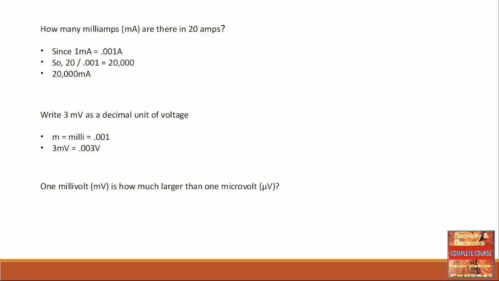1 millivolt is how much larger than 1 microvolt? 1 millivolt is 0.001 volts, and 1 microvolt is 0.000001 volts. So all you have to do is divide 0.001 by 0.000001, and you get 1,000. So 1 millivolt is 1,000 times larger than 1 microvolt.